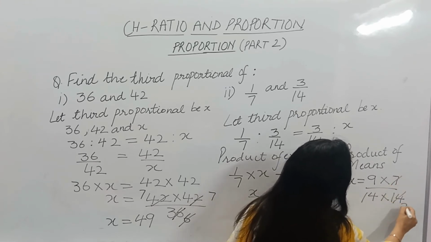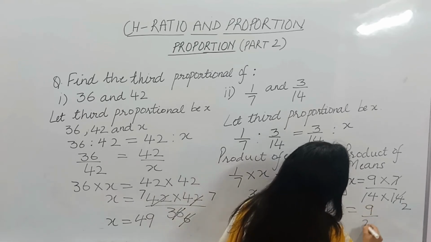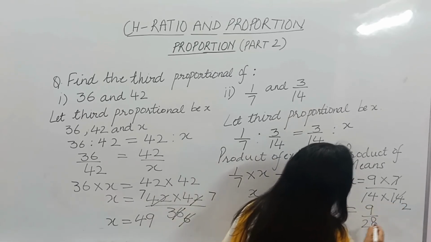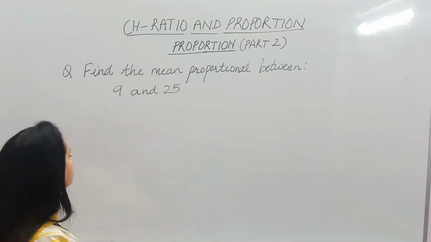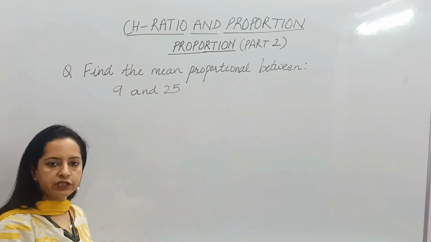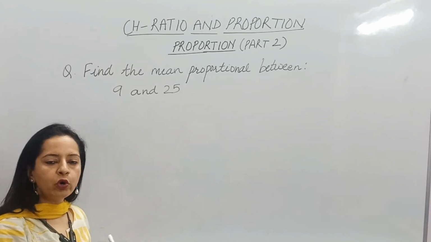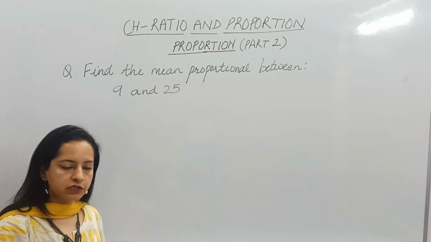We can cancel 7 to the, and we'll get the answer x is equal to 9 upon 14 to the, that is 28. Now we have a question which says find the mean proportional between 9 and 25. In this, do watch all the three parts of this question as all the three parts are different.